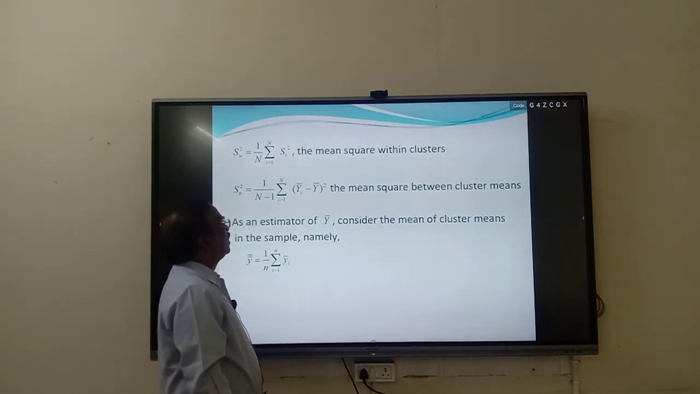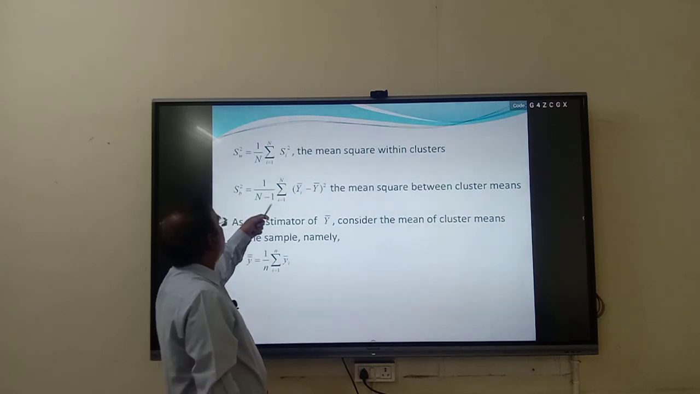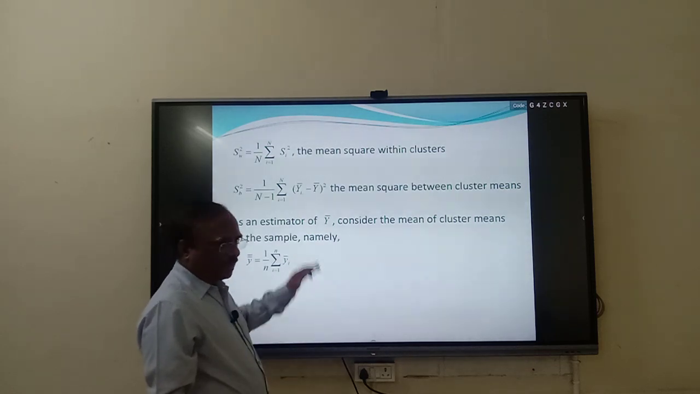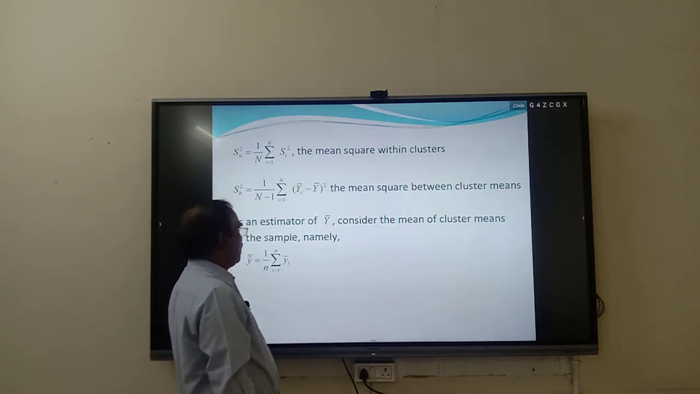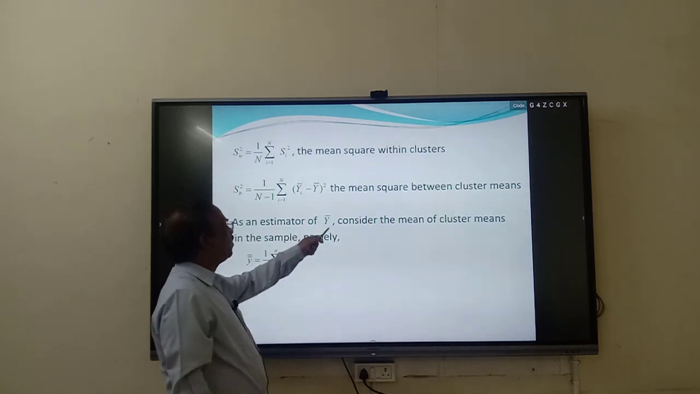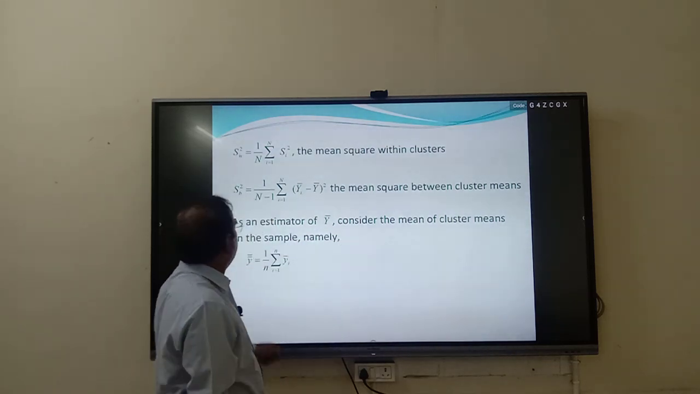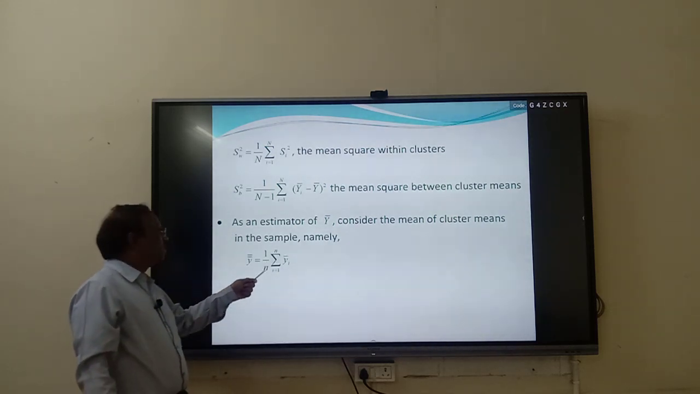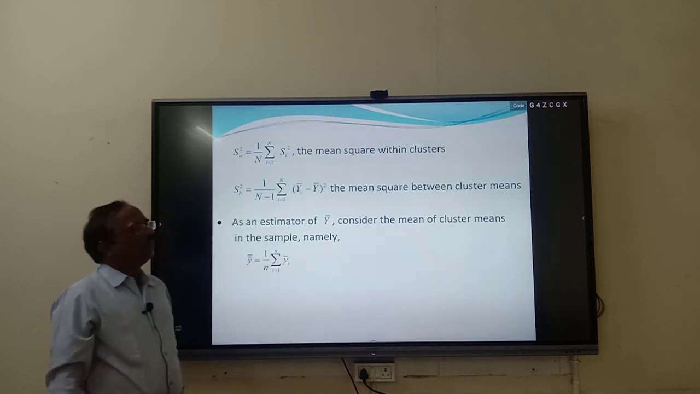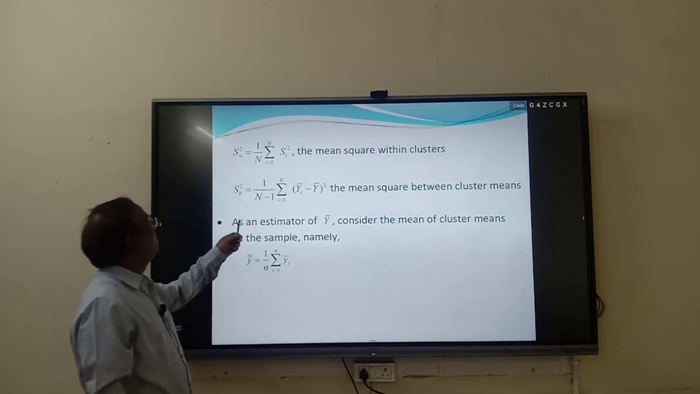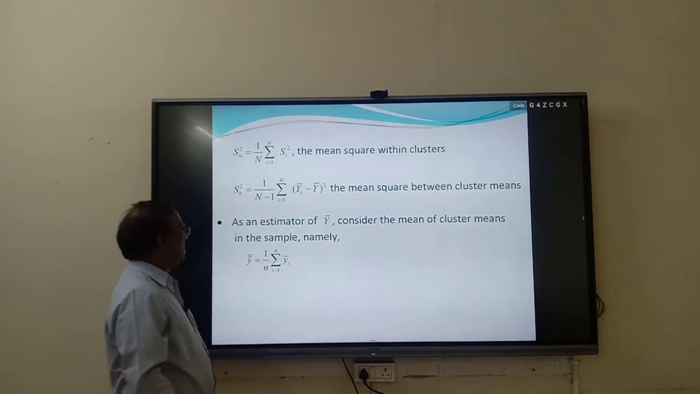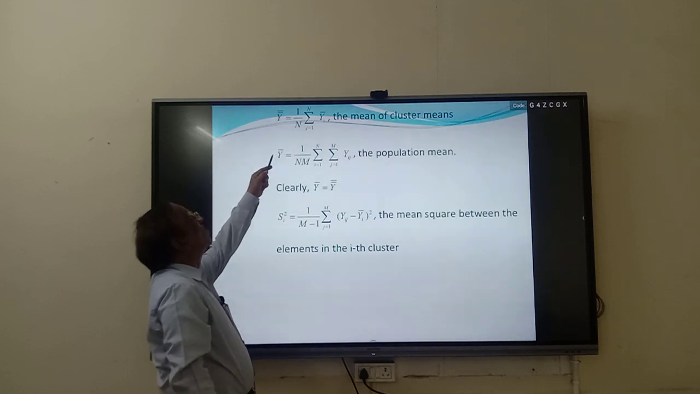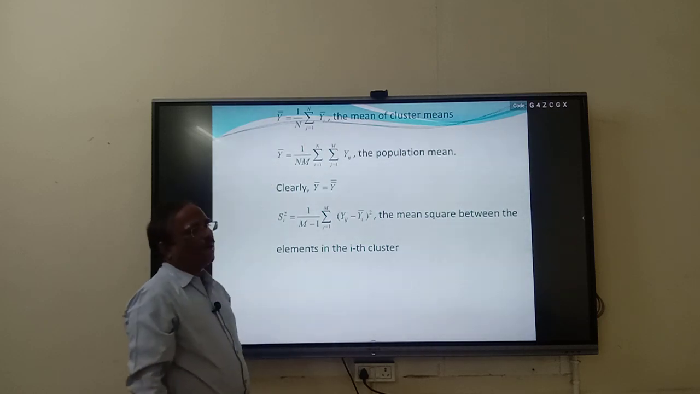So these are the notations for population. Now we define similar notations for sample values. As an estimator of y bar, consider the mean of cluster means in the sample, namely y double bar is equal to 1 by n, sum i goes from 1 to n, yi dot bar. This is just like the population value we have denoted here as Y double bar is equal to 1 by N, sum i goes from 1 to N, Yi dot bar.